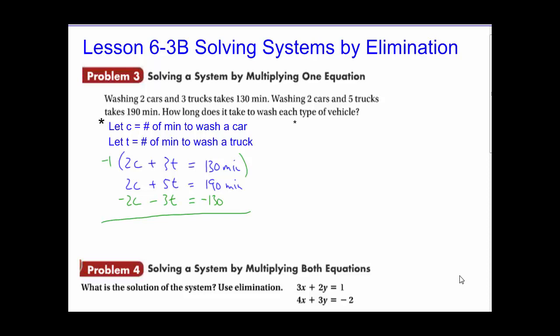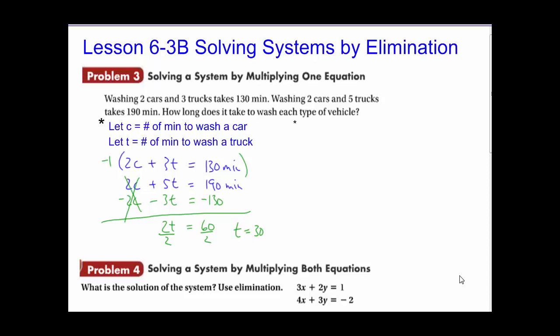We can draw our line, and these 2 C's are going to cancel. So when we add down, we get 5T minus 3T, which is 2T, and then 190 minus 130 is 60. Now to solve for T, what times 2 equals 60? So we divide by 2, and we get T is equal to 30.